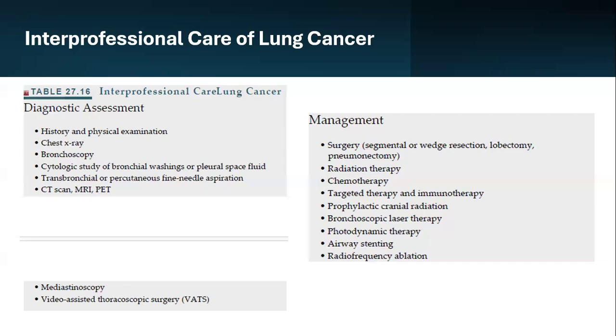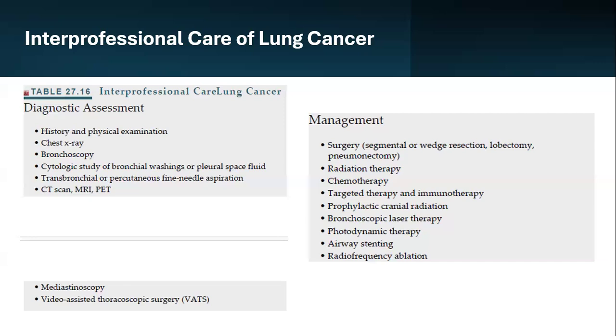So, all the assessments for the diagnosis are really important. You have to understand and be able to identify what kind of assessment you will need to get the diagnosis of lung cancer.